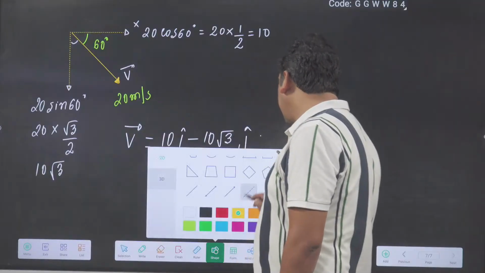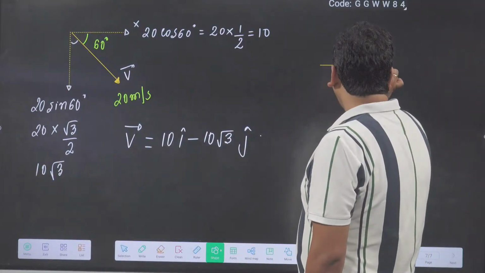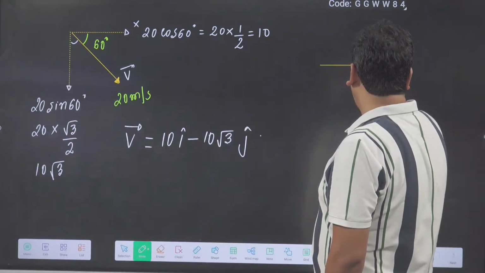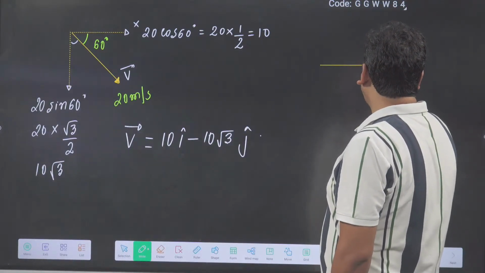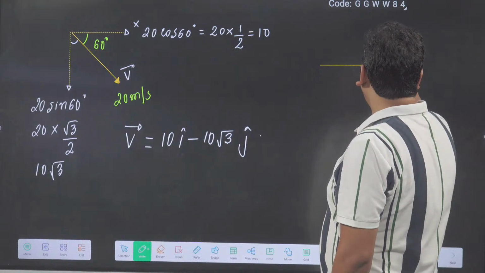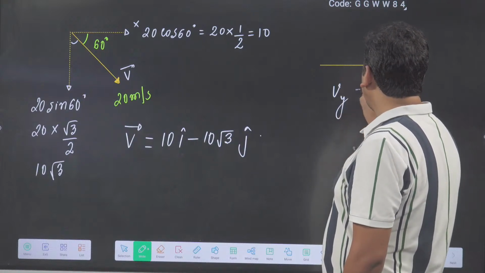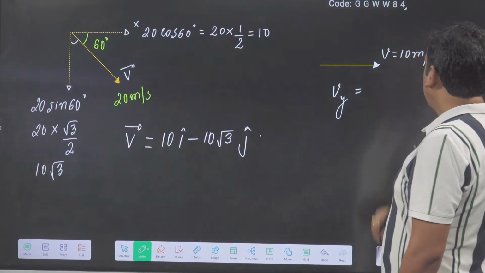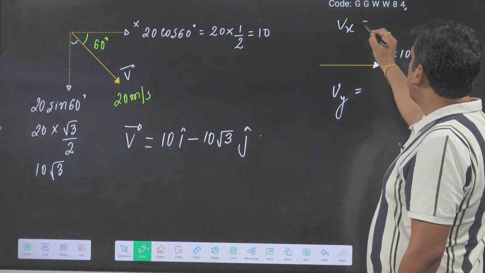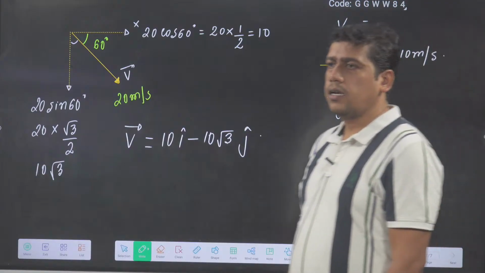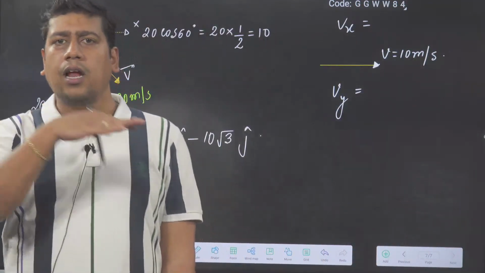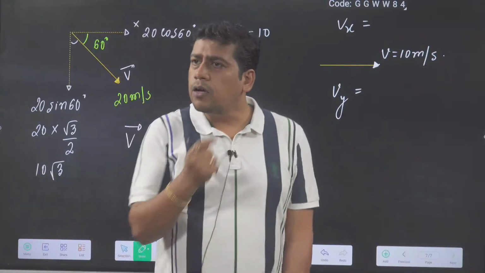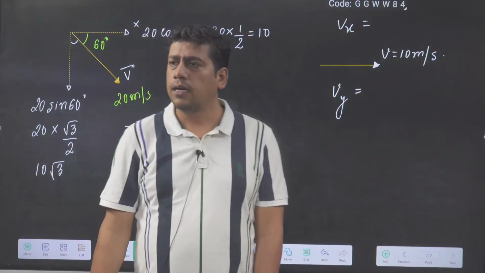Although I know it's just a basic thing, please understand, if any vector is along x-axis, let's say this is v, let's say this is 10 meter per second, what is the y component of this? So what is its x component, what is its y component? If the vector is completely along x axis, what is its x component, what is its y component? Come on, because in projectile motion we will be doing such things.